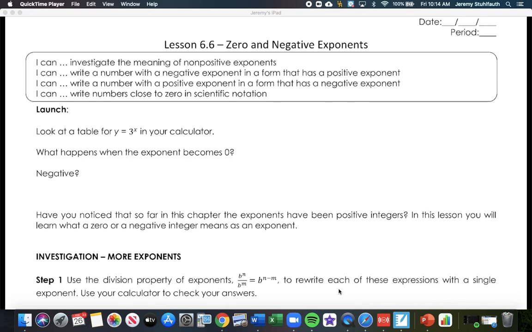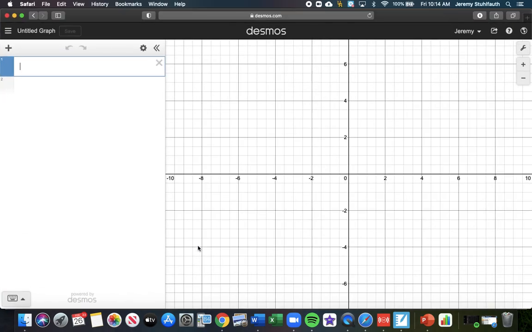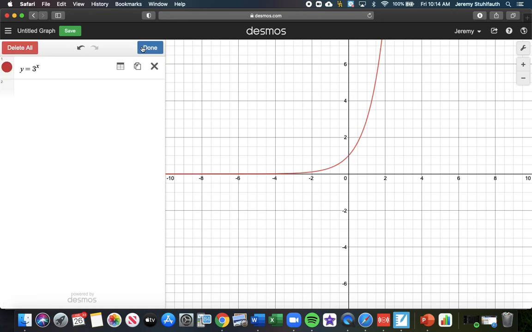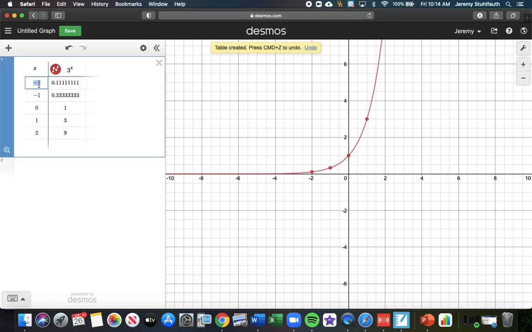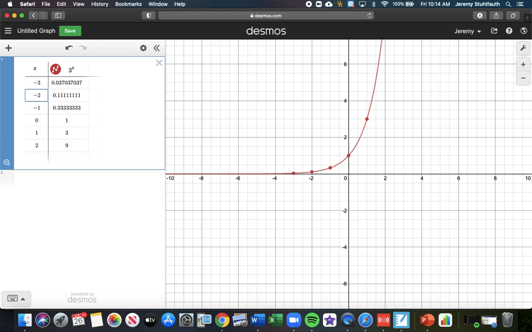Look at the table for y equals 3 to the x power on your calculator and see what happens when you have an exponent of 0 and a negative exponent. So let's take a look at this. We have y equals 3 to the x power. We want to look at the table, so we're going to hit the settings button, convert this to a table. And I'm going to fix this up a little bit. We'll go -3, -2, and then we'll take this down to 3.